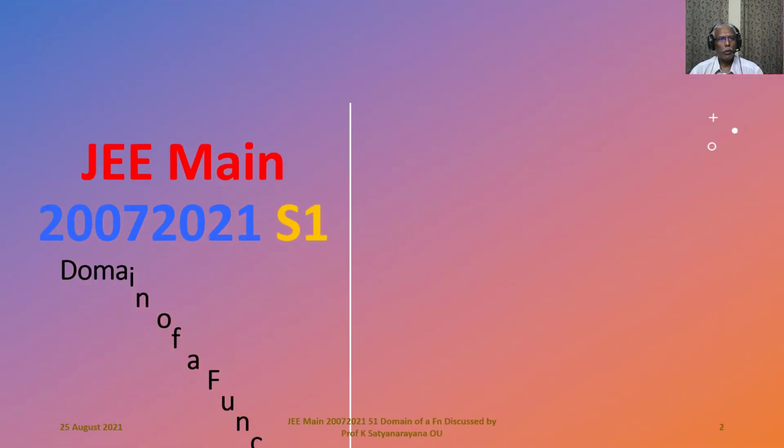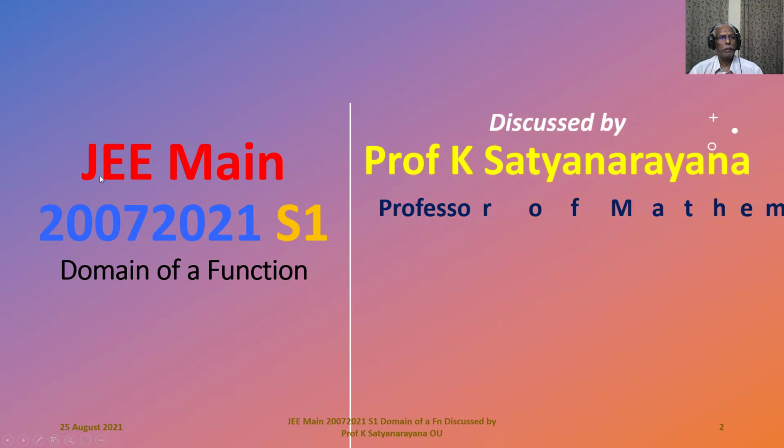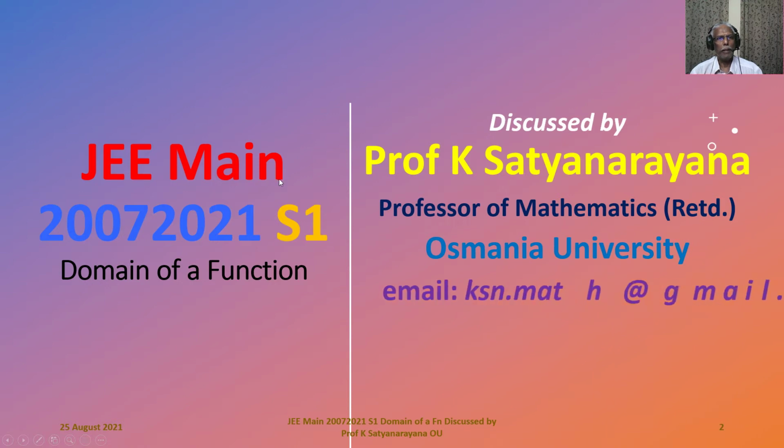We discuss a problem on finding the domain of a function which involves GIF, greatest integer function. This question has appeared in JEE Main examination held on 20th July 2021 in the morning shift. The question is on the domain of a function which involves the bracket function, that is the greatest integer function.